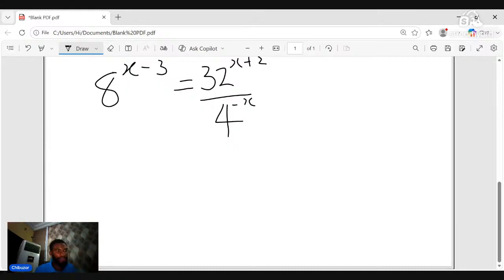Well, I think this one will lead to a quadratic equation. Are we still attempting?